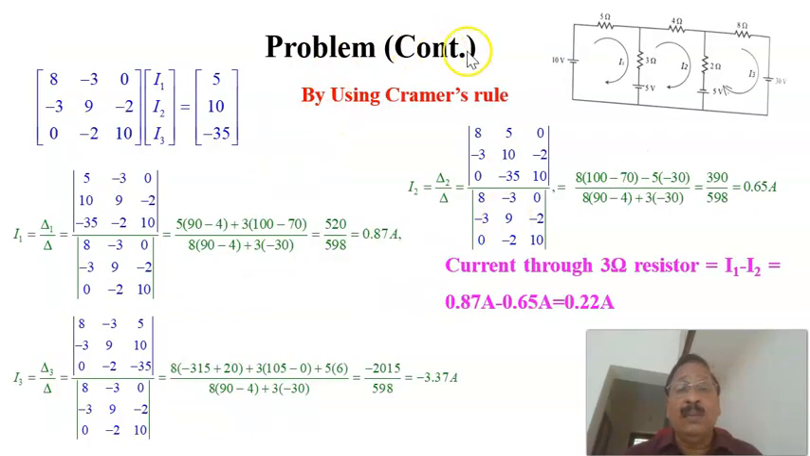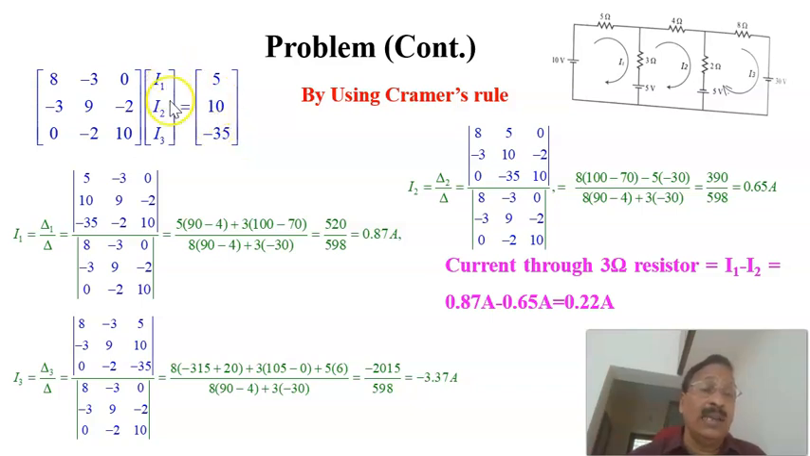Now continuing the same problem, a 3 mesh circuit as we already discussed. This is the equation we got: 8, minus 3, 0; minus 3, 9, minus 2; 0, minus 2, 10. That is the resistance square matrix. Column matrix, current matrix I1, I2, I3, where I1 is the first loop or mesh current, I2 is mesh 2 current, and I3 is mesh 3 current. Resistance into current is equal to the voltage column matrix. The total voltage in this loop is 5, in this loop it is 10, and in the third loop it is minus 35.